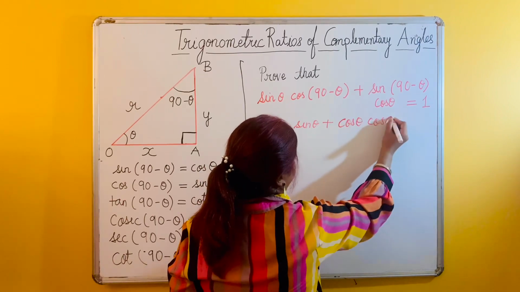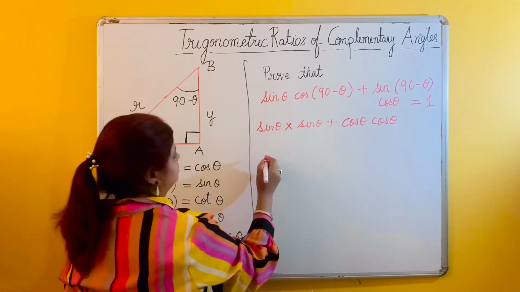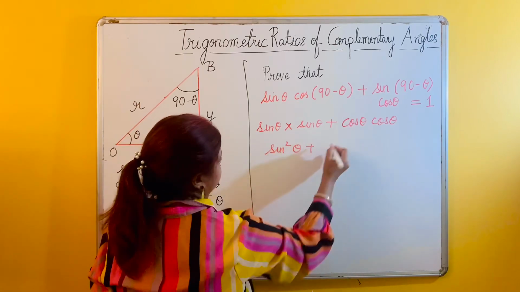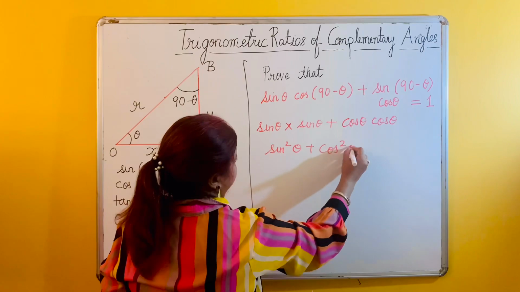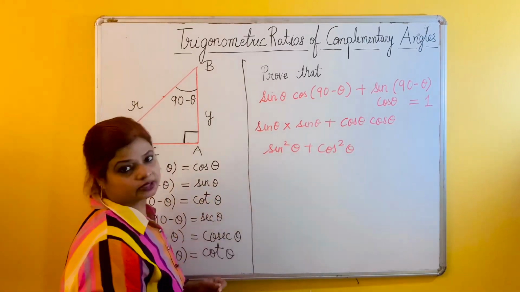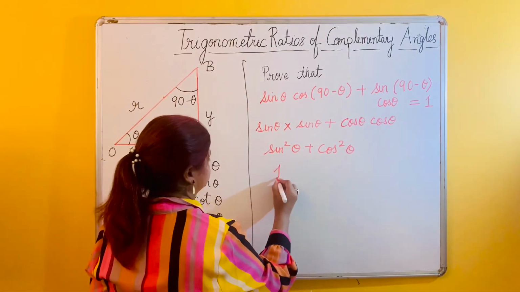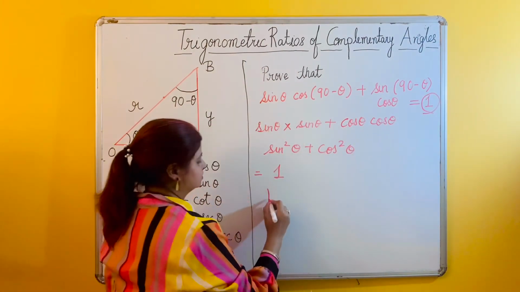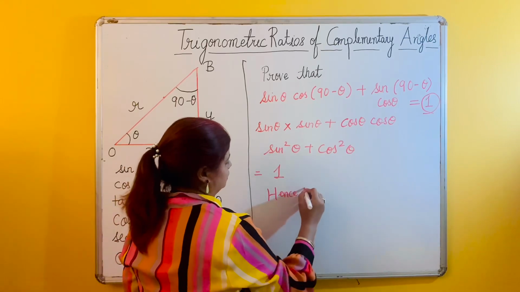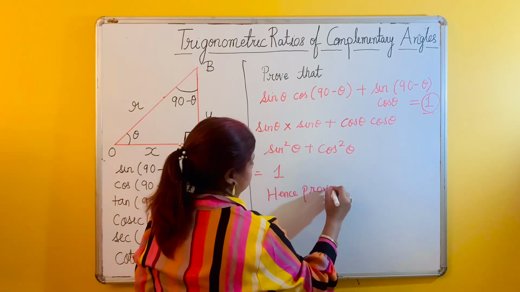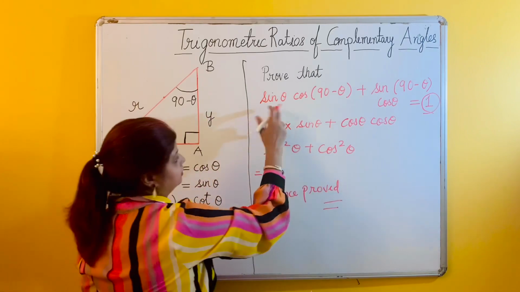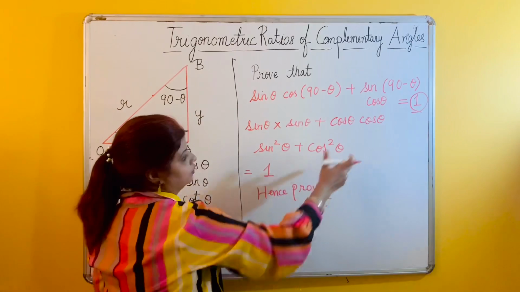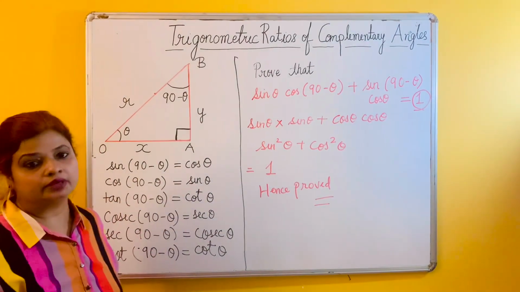And into multiplied by cos theta. So what is sin theta into sin theta? It is sin square theta, and this is cos square theta. Now already you know that sin square theta plus cos square theta is nothing but 1, which is equal to 1. So we came to this side. So hence proved that sin theta into cos 90 minus theta plus sin 90 minus theta into cos theta equals 1. So this is how we prove it.